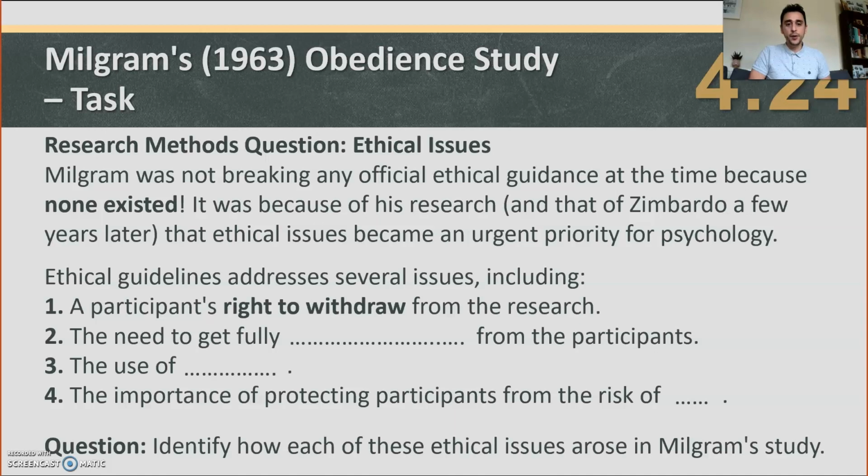The need to get fully what from the participants? What are these ethical issues? The need to get fully informed consent from the participants. The use of what? Deception, and the importance of protecting participants from the risk of harm, psychological harm or harm. Identify how each of these ethical issues arose in Milgram's study. So, Milgram's researchers managed to cover all 4 ethical issues.